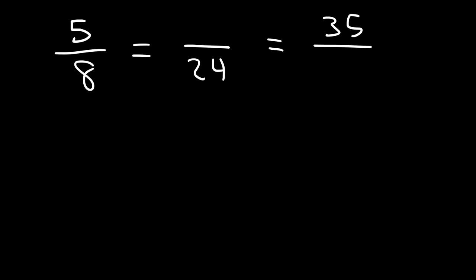So first, let's analyze 8 and 24. 8 times what number is 24? 24 divided by 8 is 3, so 8 times 3 is 24. Therefore, we need to multiply 5 and 3. 5 times 3 is 15.